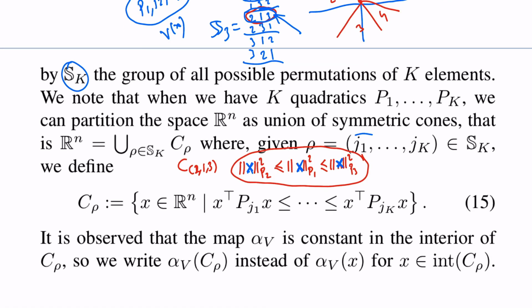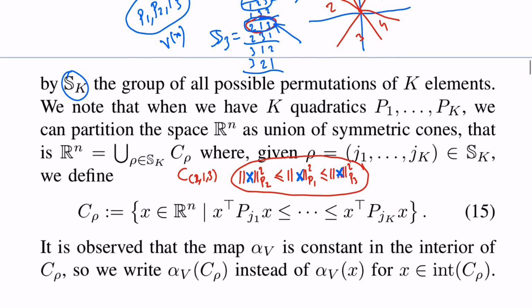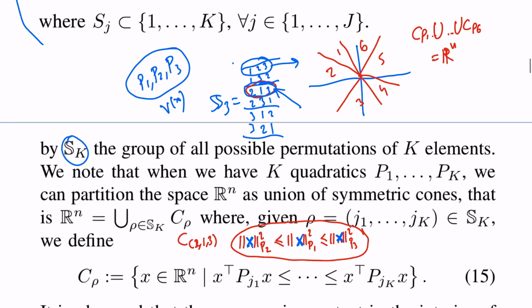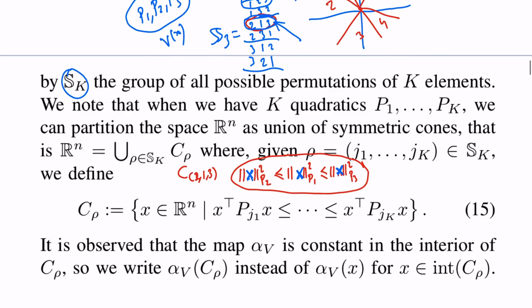Look at J1 to JK, and then J1 to JK. Yes, we are partitioning. Here's the reason why we are doing this. Why we are defining this set of permutations, all possible permutations, set of quadratic functions, MaxMin structure, symmetric cones, etc. We are doing it to be able to partition the state space.